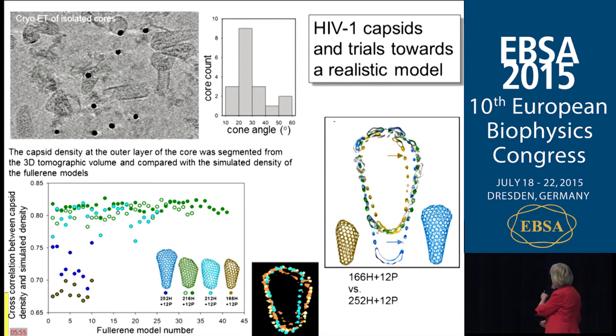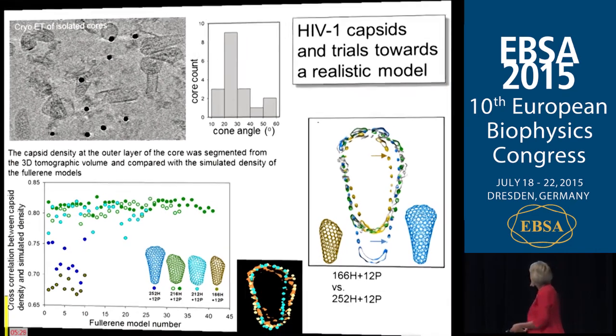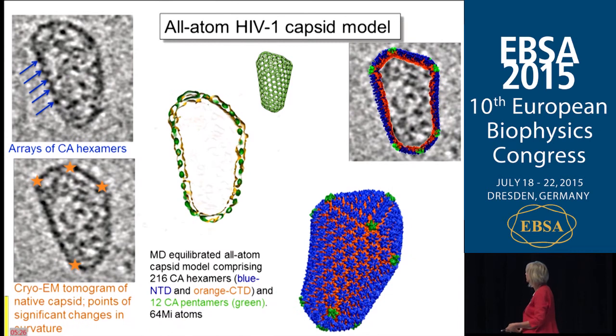And I've shown over here what we actually mapped out in the cryo-ET of the real viral cone compared to a more symmetric fullerene cone model that has 252 hexamers. And what we found out is that for the particular one that we did the cryo-ET on, it fit best a model that had 166 hexamers and 12 pentamers.